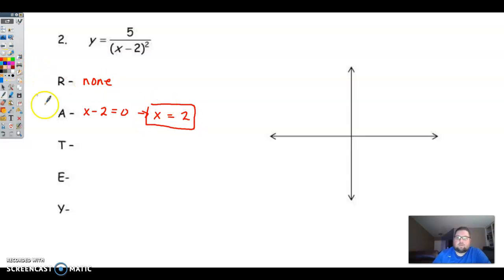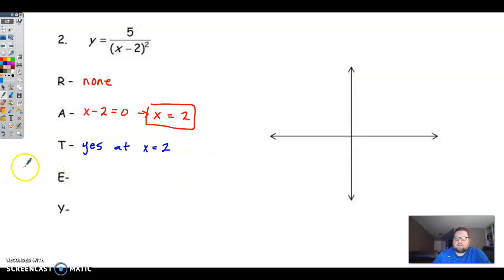All right, togetherness. So remember what we talked about in the last problem. If you had a parentheses with a squared, then yes, we have togetherness. So we're going to write yes. And I want to say yes at, where does this togetherness occur? It always occurs at the asymptote. So this is going to be yes at x equals 2.